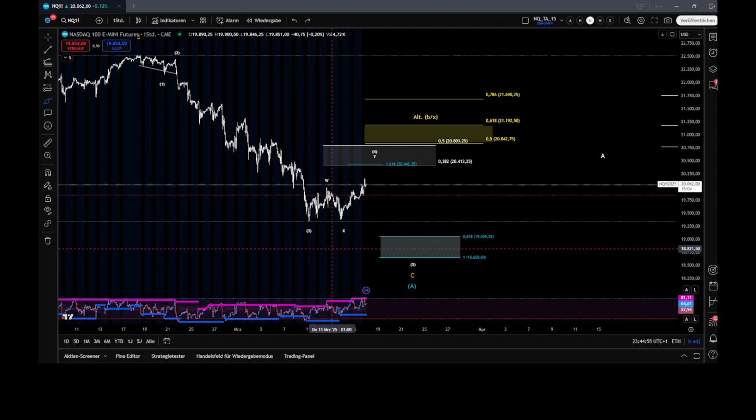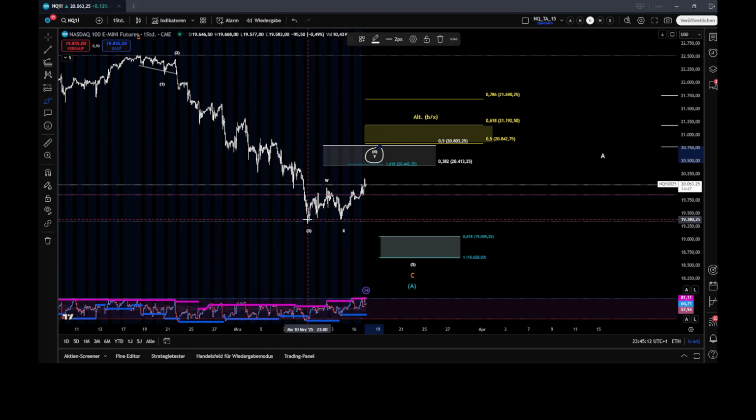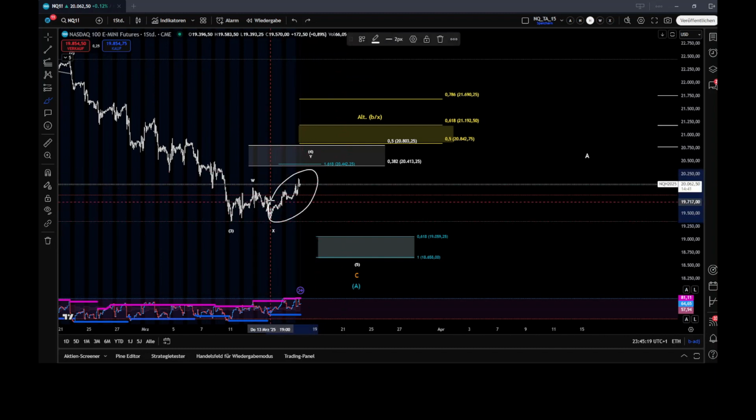This is the technical update for the Nasdaq 100 for today, the 17th of March. And the market really did what we expected right now. So we are moving higher here on our way. And what I assume right now is either the white scenario that suggests we're coming up in the so-called WXY structure, because this is a clear three-wave move right now.